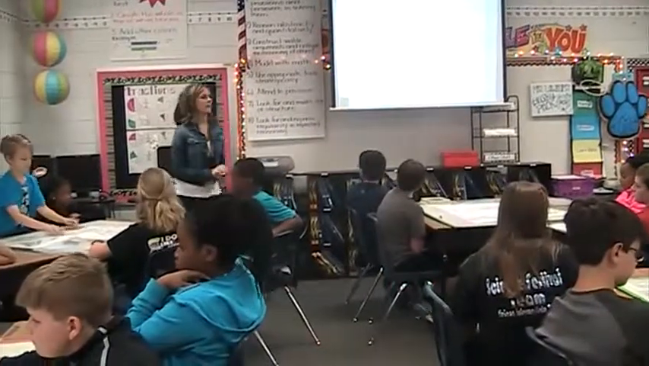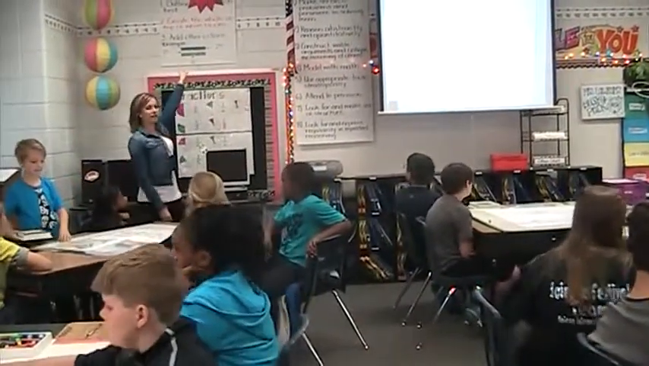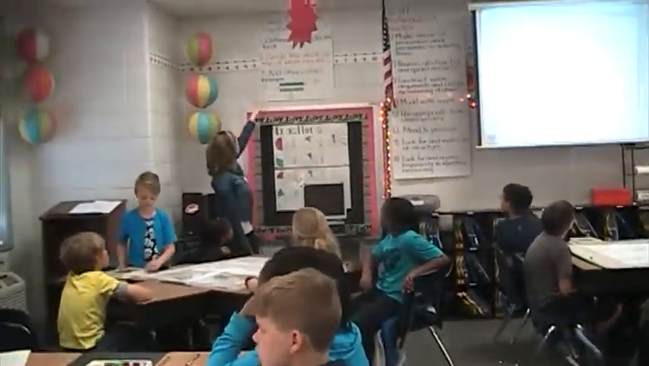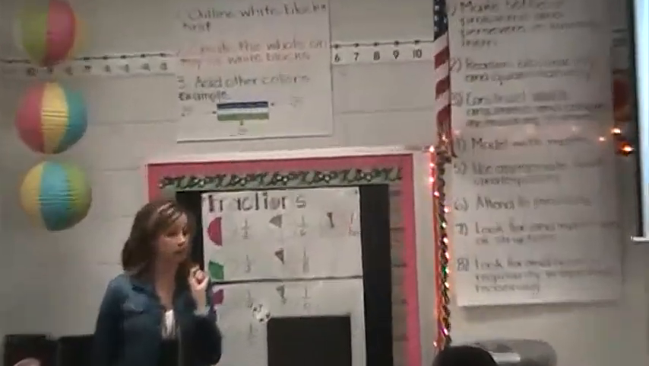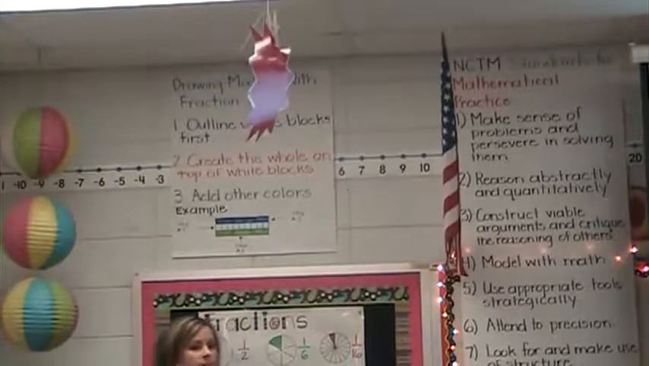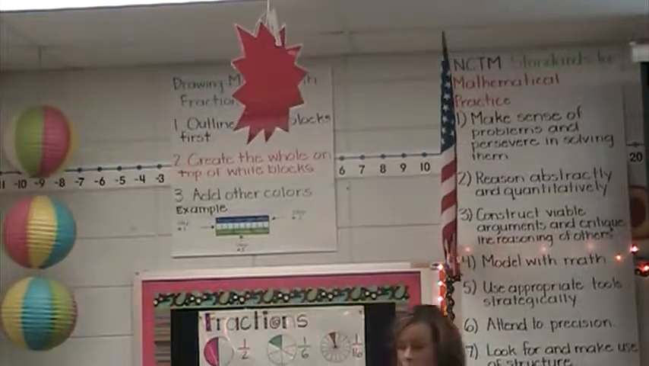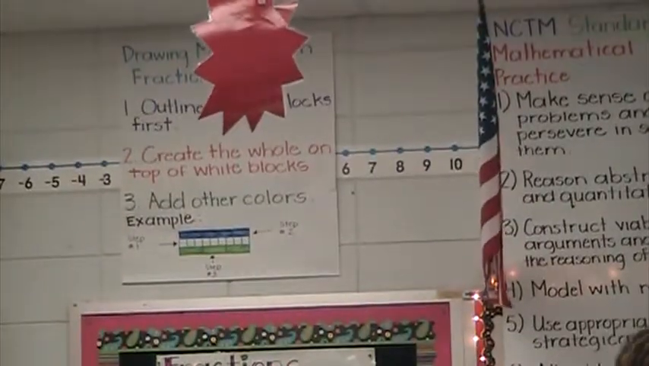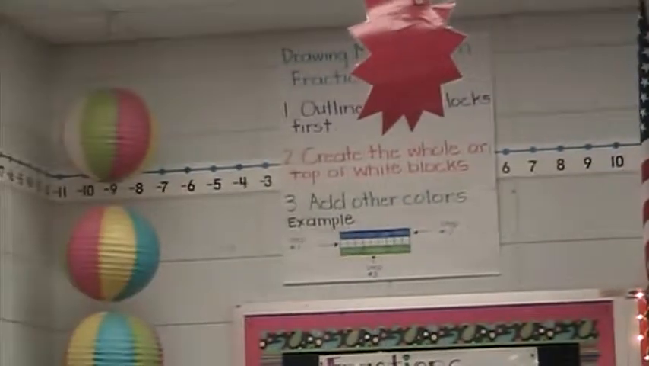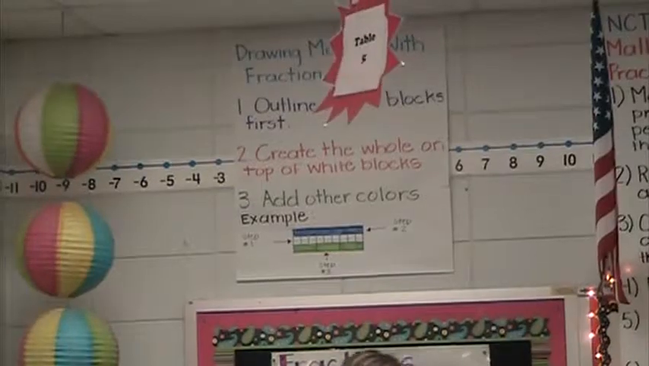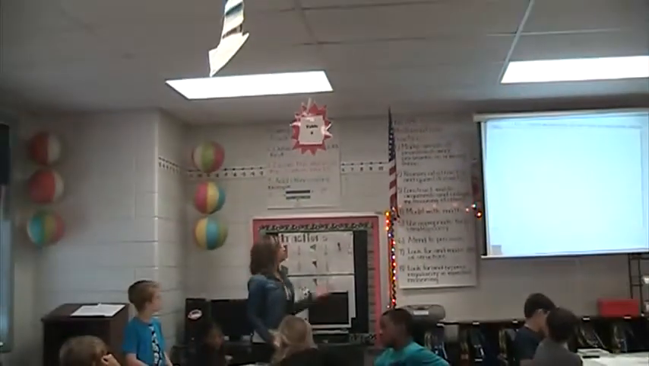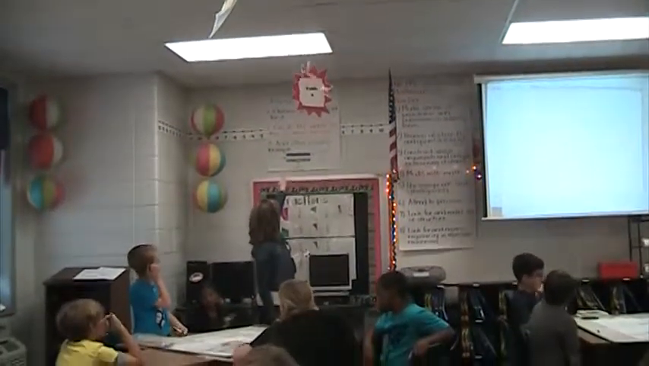No, bad strategy. So look up here. Remember, we have this anchor chart. It says when we're drawing our models, the first thing we do is use the white blocks, right? So if you have a strip of 10 white blocks, you're going to use that black marker to outline every single white block, right? But we don't have to color them white because the paper's white. Then you're going to create your hole on top of that.